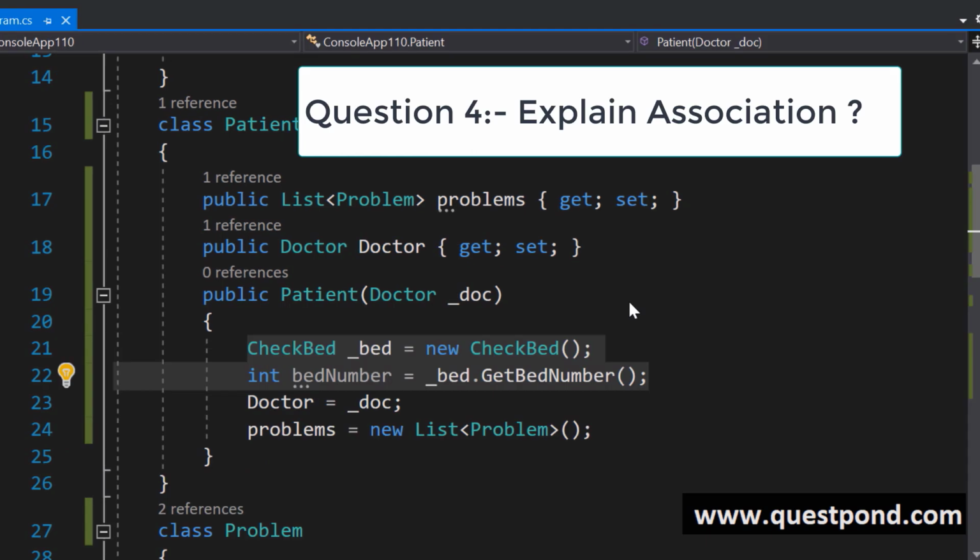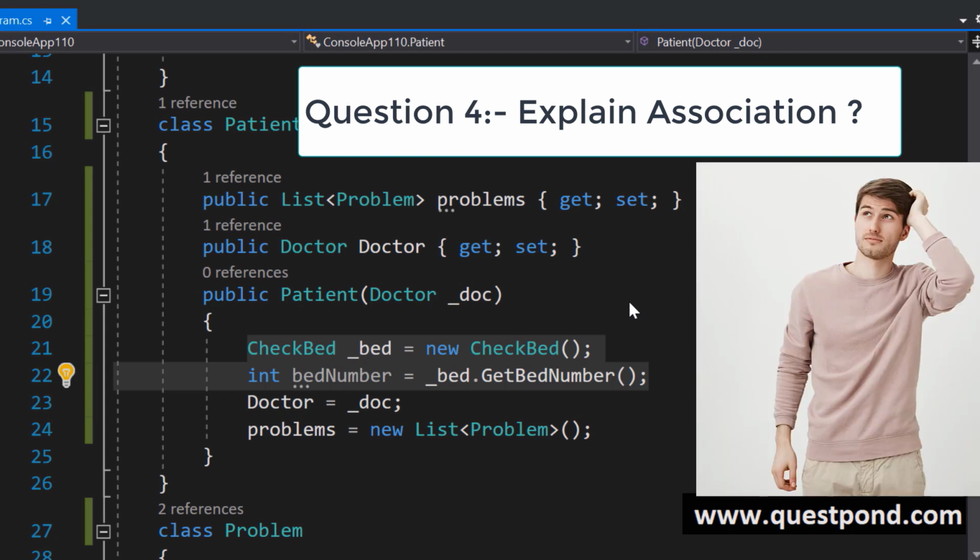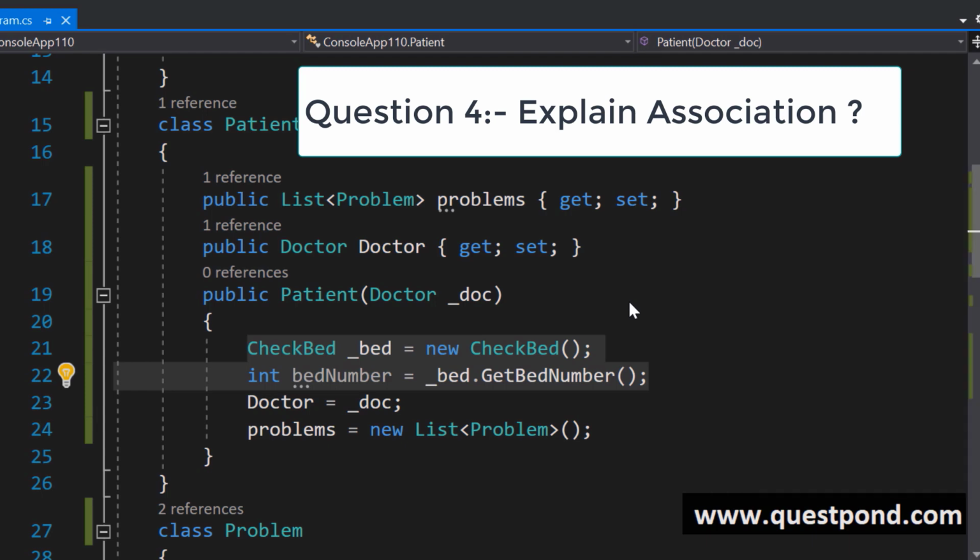Now let's talk about the most confusing part of all of these three, which is association. This is where people really get confused about what the difference is. Frankly, the difference is so thin, or I'll say it almost does not exist, that it becomes very difficult to clarify. But let me try to answer here.